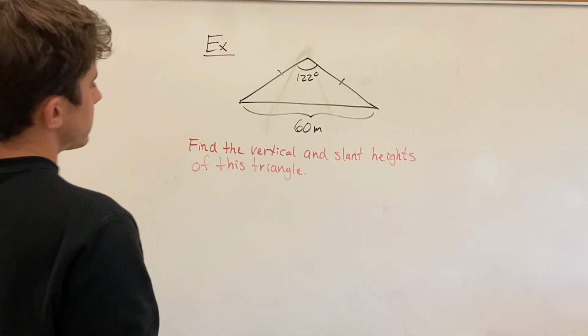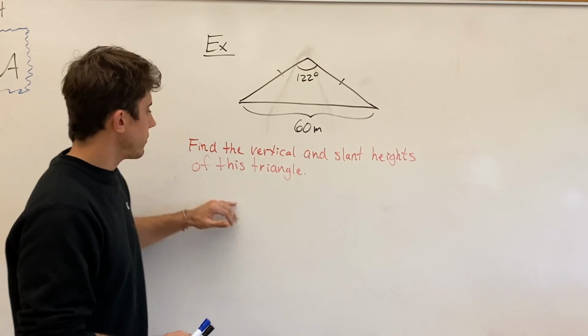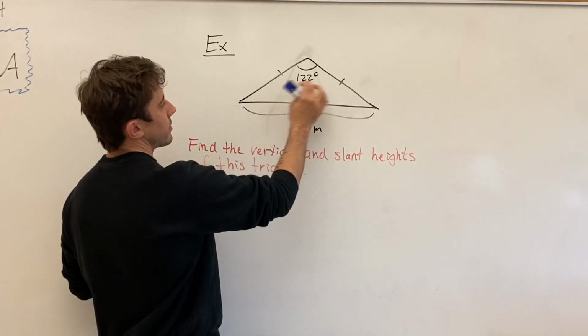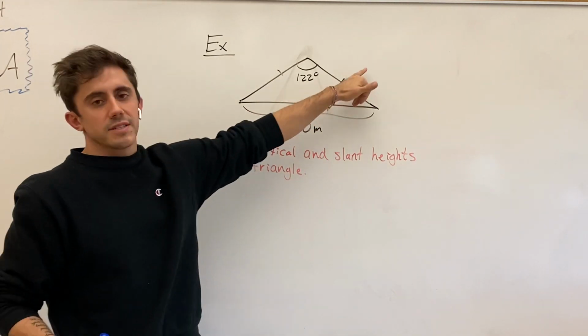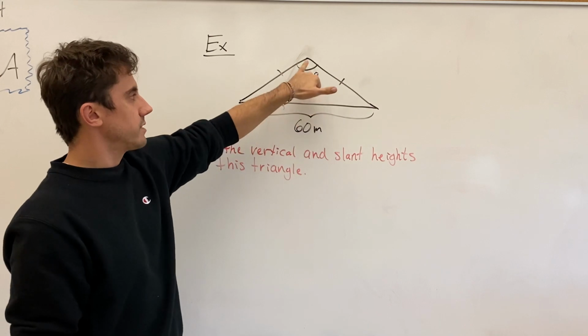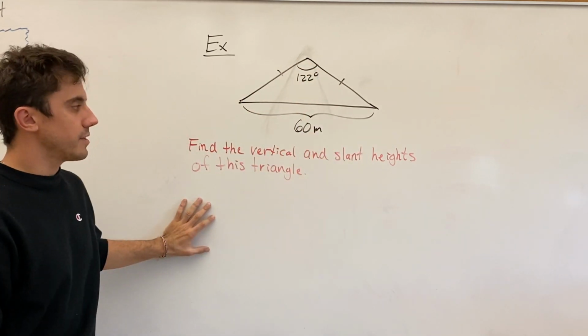Good afternoon, everyone. So we're going to look at our trig ratios of sine, cos, and tan to solve this problem here. So we have an isosceles triangle, which means two equivalent sides, like shown, with an interior angle of 122 degrees up at the top and a base length of 60 meters.